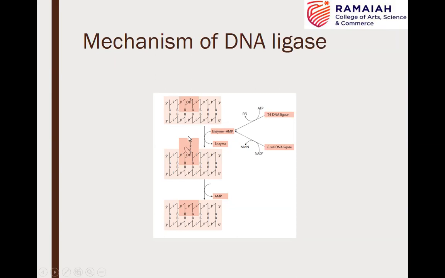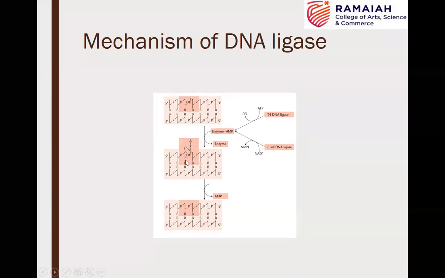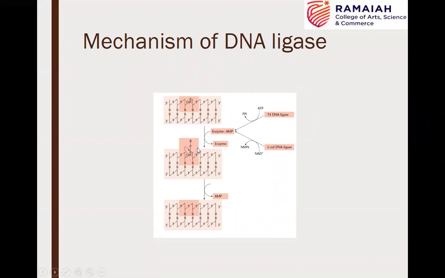This enzyme-AMP complex binds to the nick, where the 5' end is bearing a phosphate group and the 3' end has a free hydroxyl group. When it binds to the nick, as an adenylating agent, it activates the phosphate group and then it forms the phosphodiester bond between these two, the phosphate and the hydroxyl group. So the phosphodiester bond is formed and your enzyme will be released, AMP will be released out.